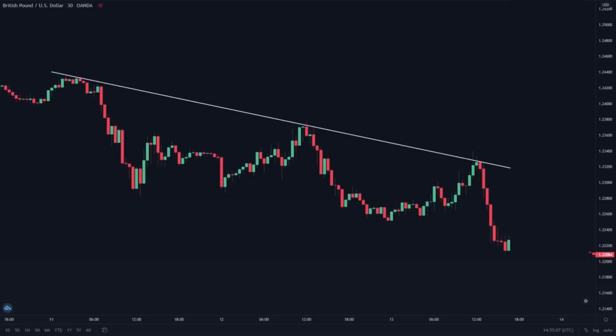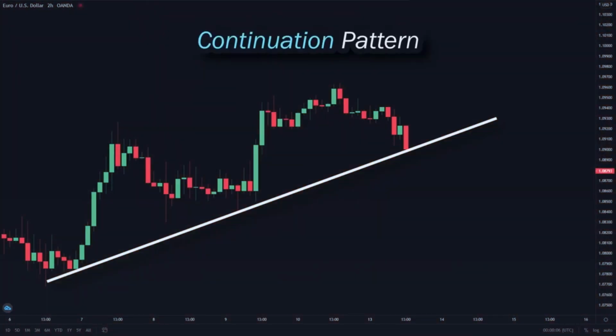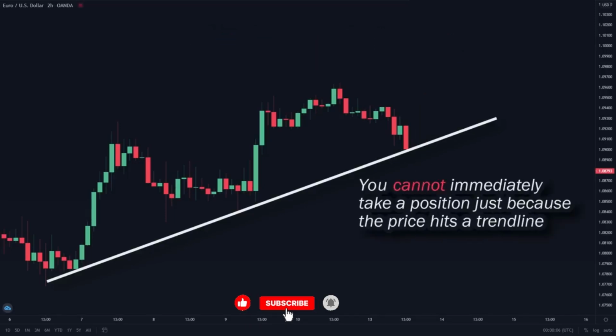So now that you know how to draw trend lines effectively, it's time to go in-depth into how you can utilize these trend lines to find high probability trade setups. So first, let's start with the continuation pattern, which is a pattern that occurs when price bounces back in the direction of a trend right after hitting a trend line. Now remember, you cannot immediately take a position just because the price hits a trend line.